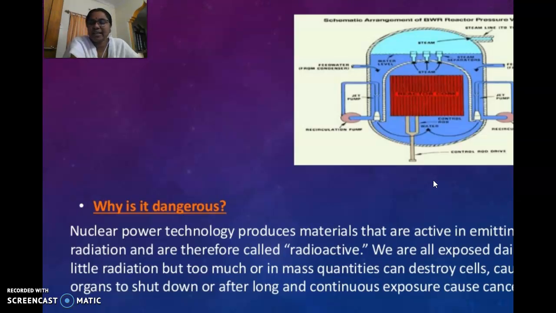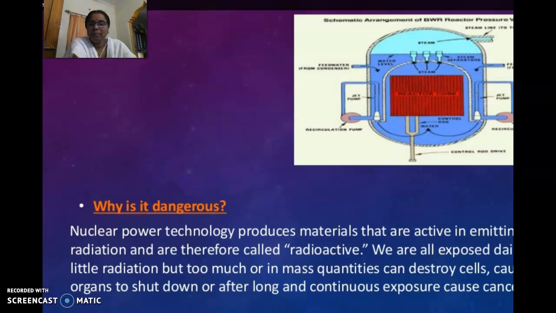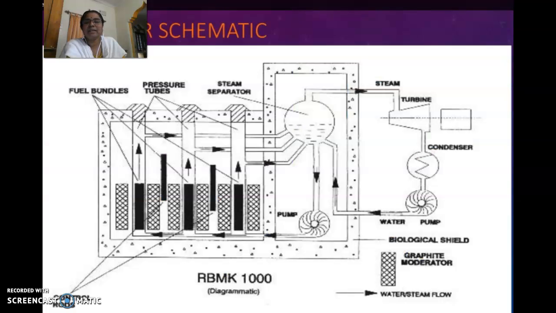So why is it actually dangerous? Nuclear power technology produces materials that actively emit radiation and are therefore called radioactive. We are all exposed daily to a little radiation, but too much, or in mass quantities, can destroy cells. So the major disadvantages are that it can cause organs to shut down, or after long and continuous exposure, it may lead to cancer.